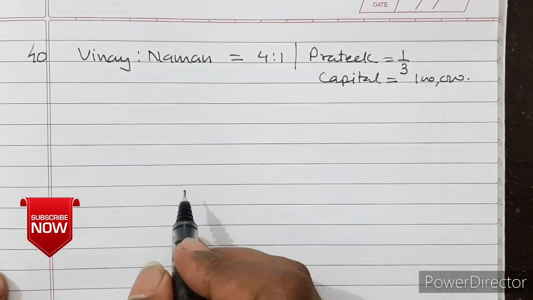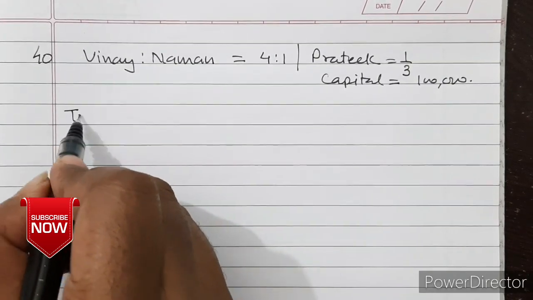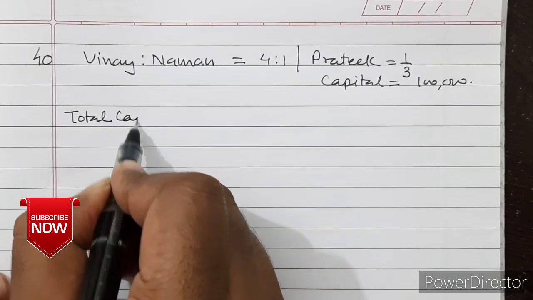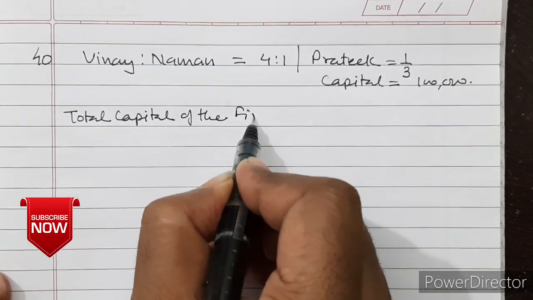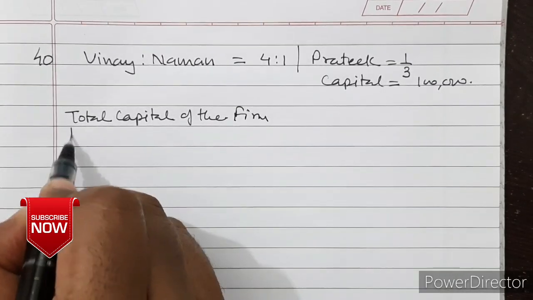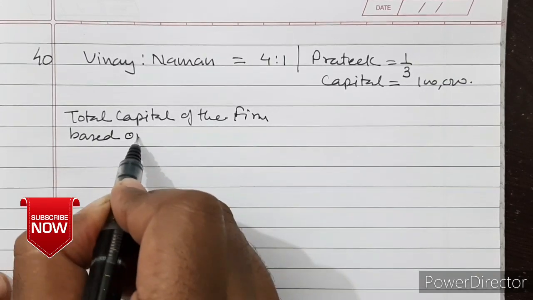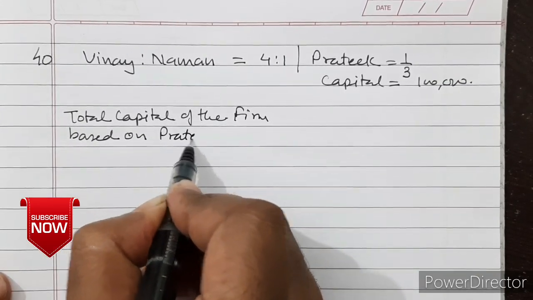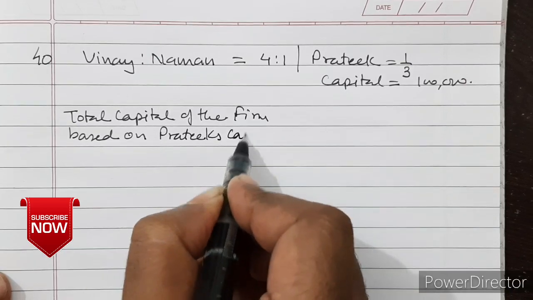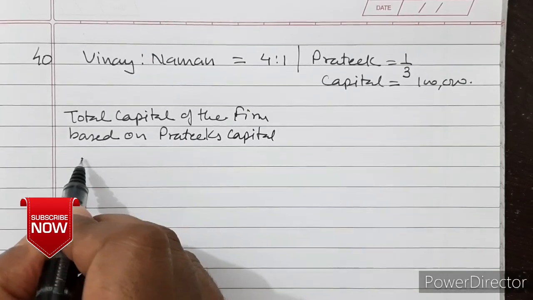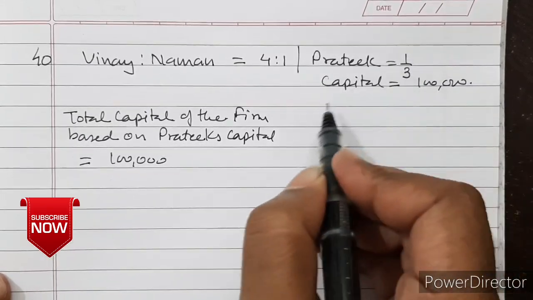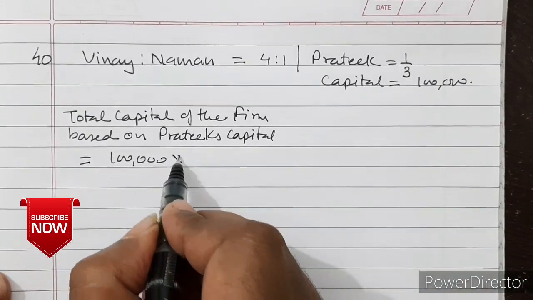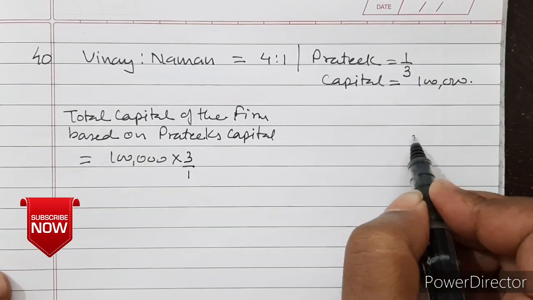Now total capital of the firm based on Pratik's capital is equal to 1 lakh into reciprocal of his portion of profit, that is 3/1. So it will be 3 lakh.